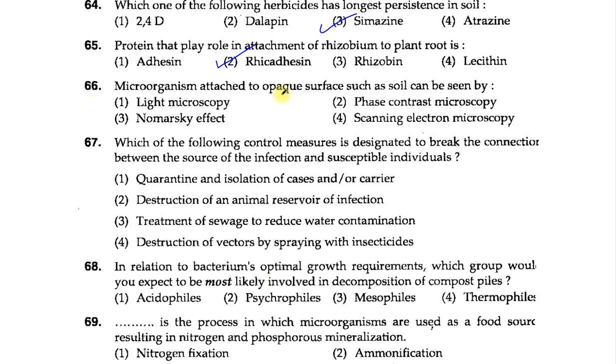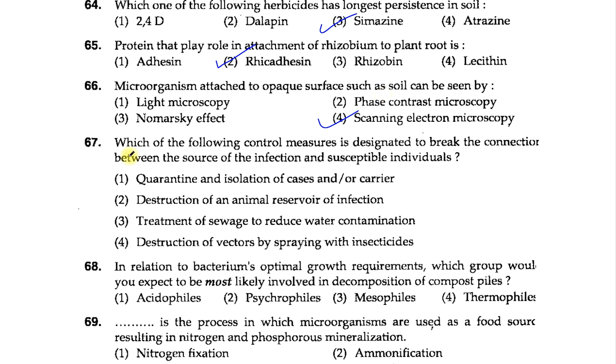The question number 66. Microorganism attached to opaque surface such as soil can be seen by 1. Light microscopy, 2. Phase contrast microscopy, 3. Novarsky effect, 4. Scanning electron microscopy. The correct one is the option 4, scanning electron microscopy. Here the surface details of soil as well as the bacteria can be seen.